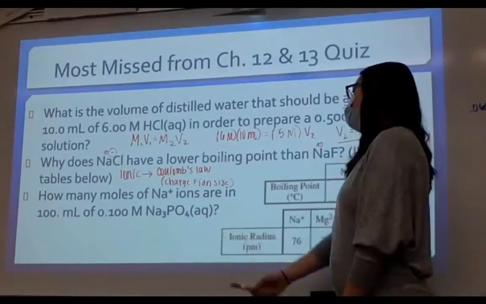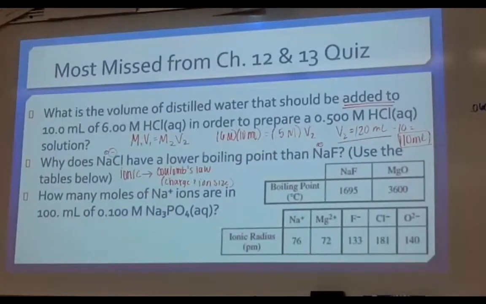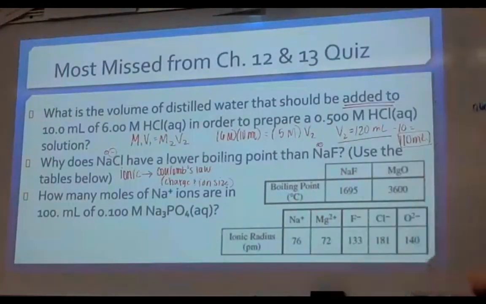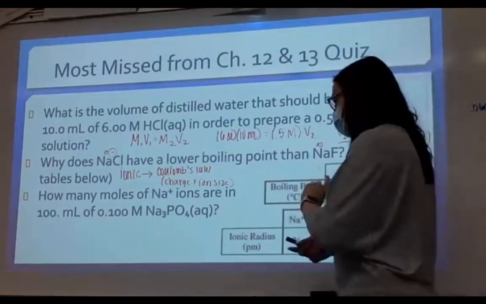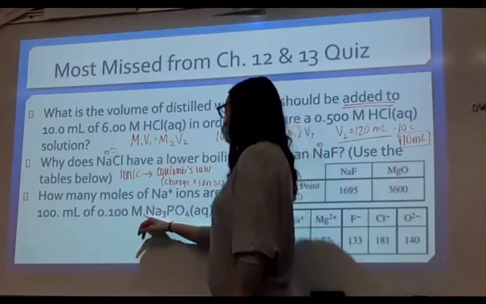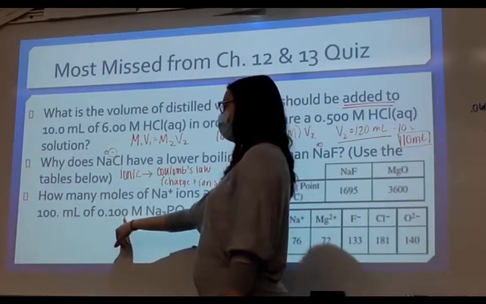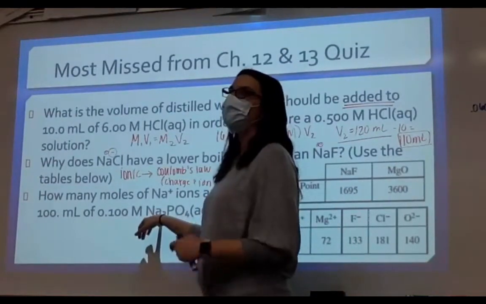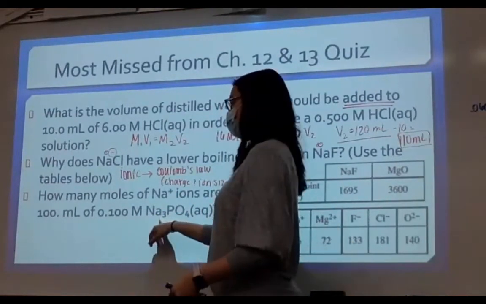And then finally, this third one. This third one wasn't missed. I was just trying to pick the third most missed. I think it was still like 60% of everyone got this question correct. But how many moles of Na plus are in 100 milliliters of 0.1 molar Na3PO4? Based on the answers, if people got it incorrect, they just went, okay, there's 3 ions, I'm just going to multiply this by 3. That would be the molarity of Na+.